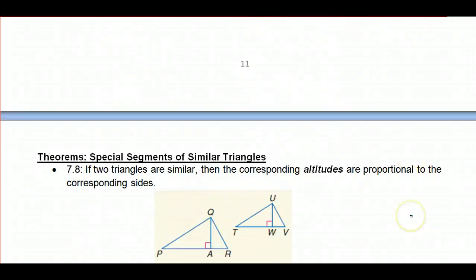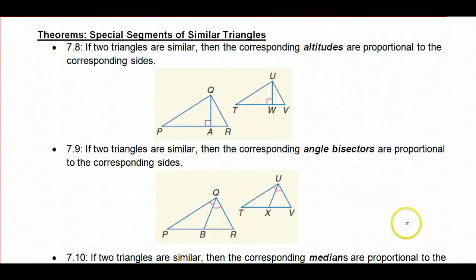All right, let's turn to the next page. So that was the perimeters. Those we're looking at all the sides on the outside. Now we want to compare two similar triangles again, but we're looking at some specific segments. So in the first one, the special segments of similar triangles. So if two triangles are similar, then their corresponding altitudes are proportional to corresponding sides.